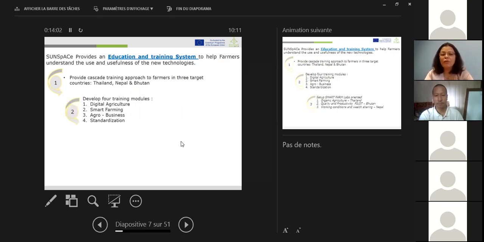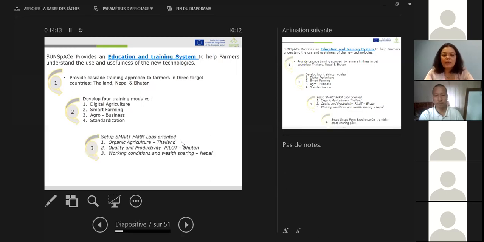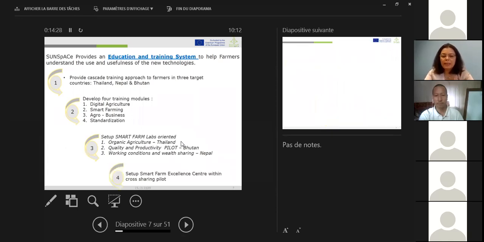SpACe developed 4 training modules in digital agriculture, smart farming, agrobusiness, and standardization, and set up smart farm labs oriented to organic agriculture, quality and productivity, and working conditions and wealth sharing. SpACe also set up a Smart Farm Excellence Center with cross-sharing pilots between the 3 Asian partners, Nepal, Thailand, and Bhutan.